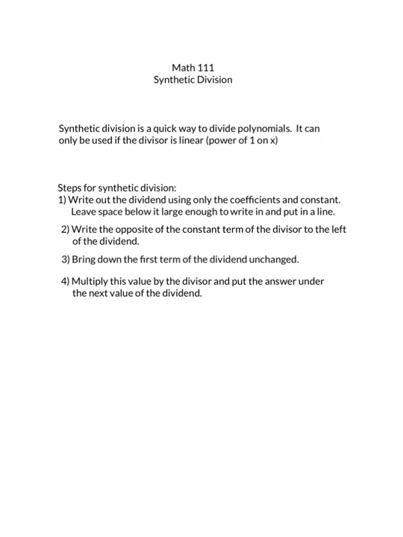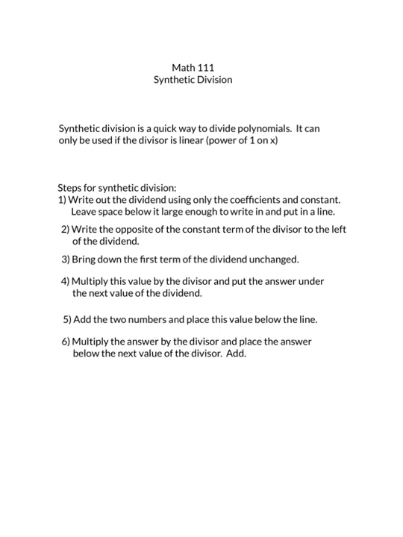On step 4, you multiply this value by the divisor and put that answer under the next value of the dividend. Next, you are going to add these two numbers and place this value below the line. On step 6, you're going to multiply the answer by the divisor and place this answer below the next value of the dividend, and then add again.